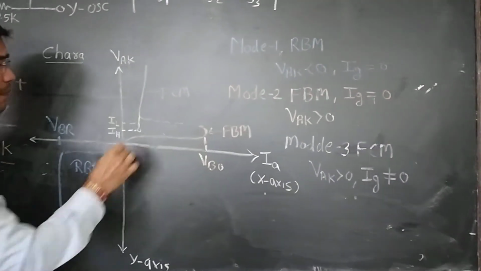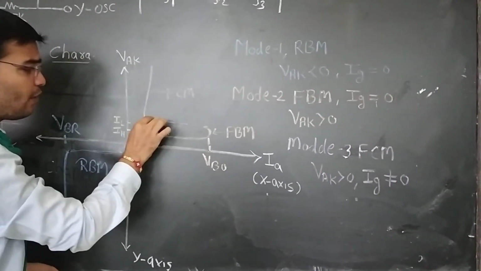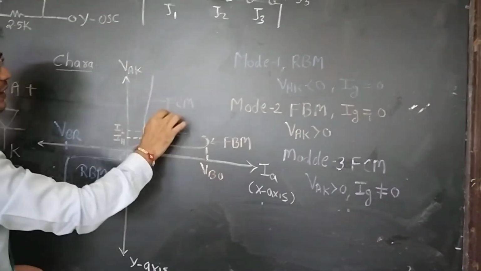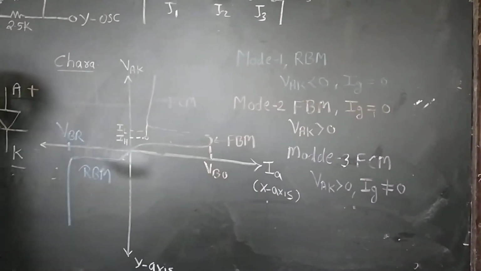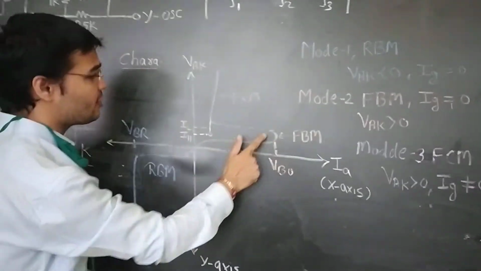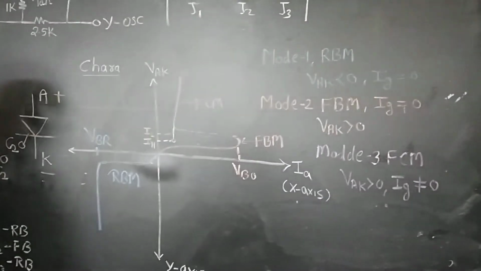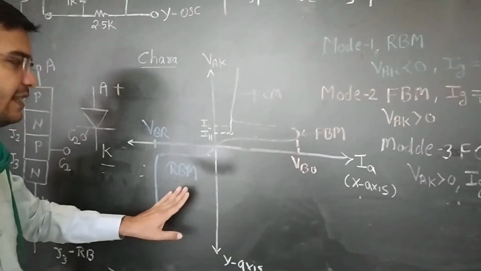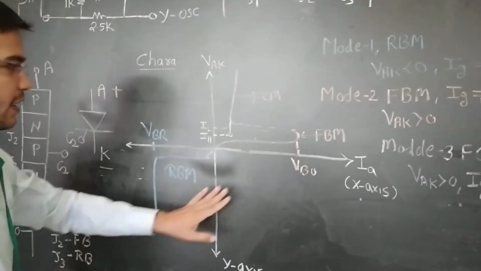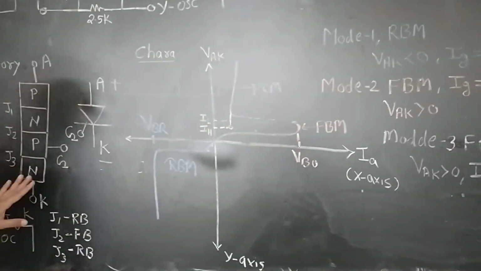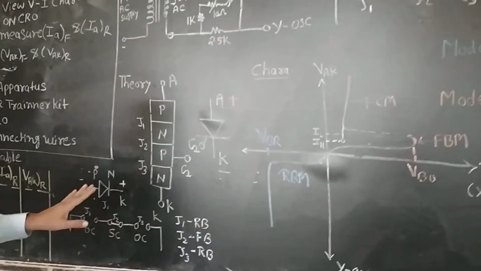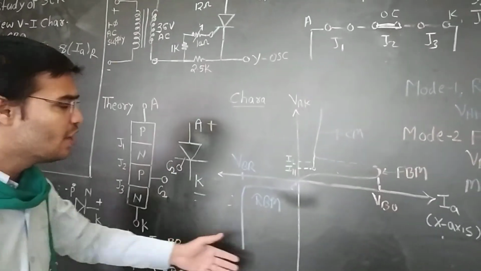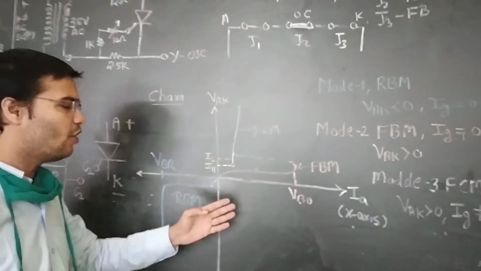From this point, the anode to cathode current starts flowing, and this is called conduction mode operation. So these are the VI characteristics of the SCR. We will see these characteristics on the CRO. After understanding this theory, we will move to the circuit trainer kit, and I will show these characteristics on the CRO.